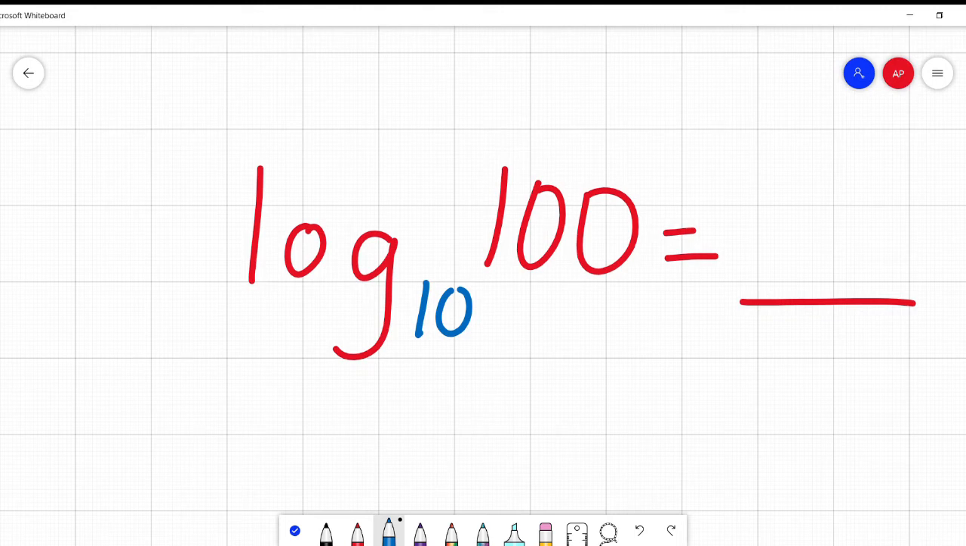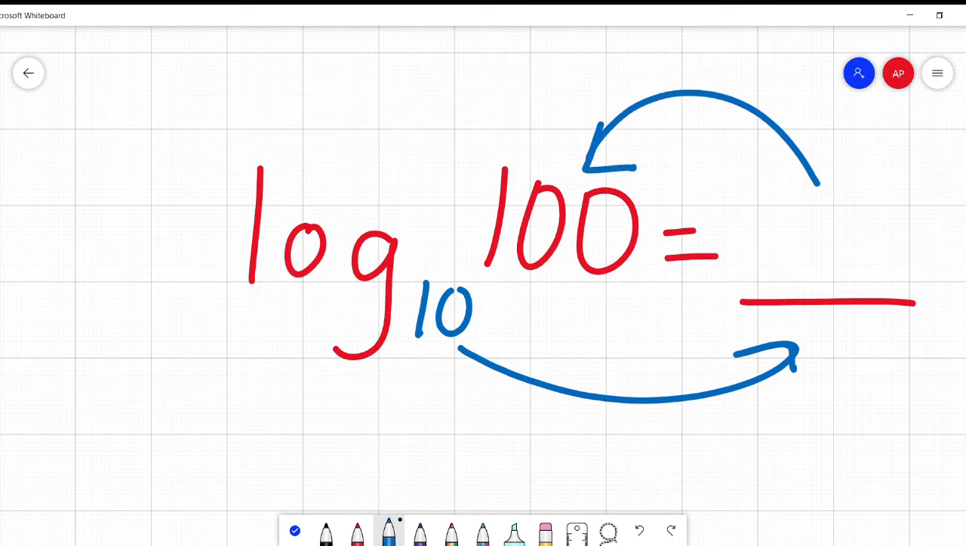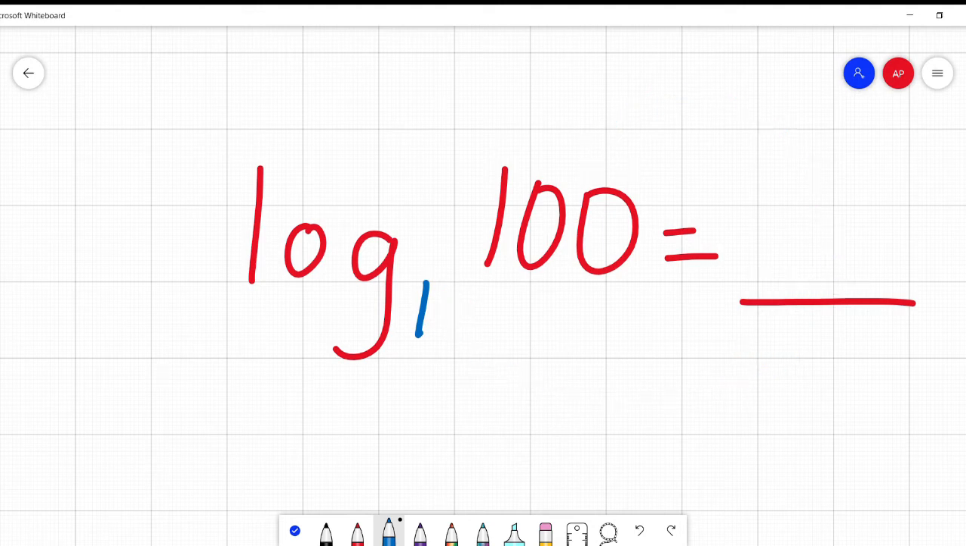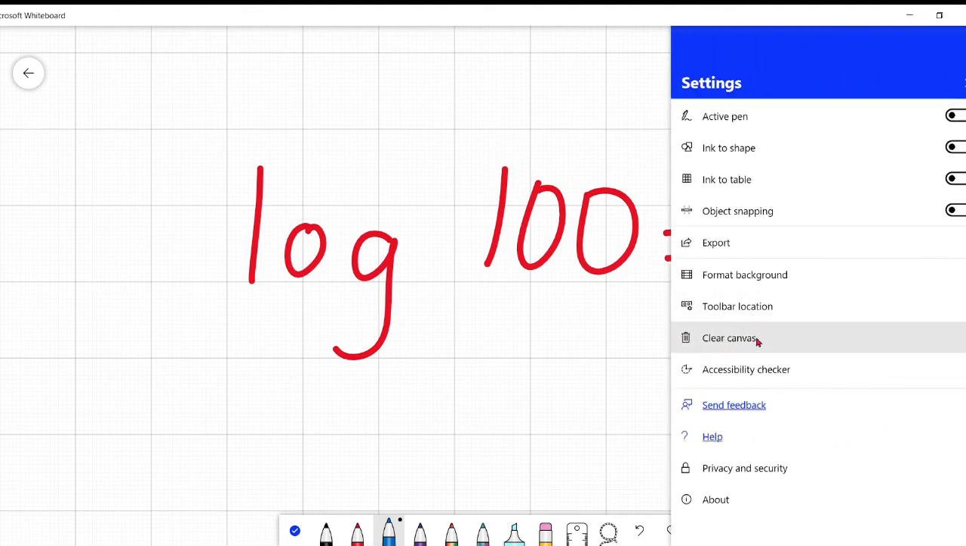So in this case, it's 10 to what power is 100? 2. 10 to the power of 2 is 100. So our answer would just be 2. Log of 100 is 2, like this. Okay? Let's try a couple more.